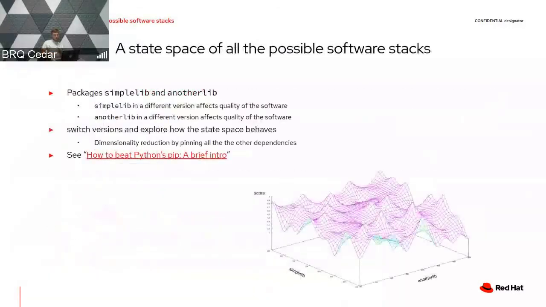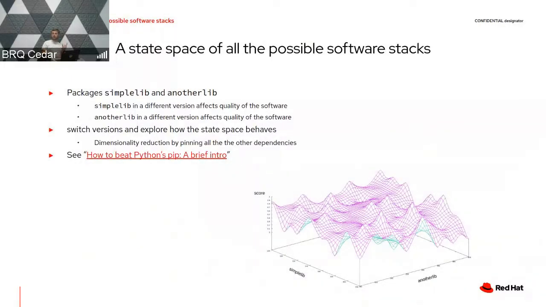If we go more into the theoretical direction, let's say that we have an application that depends on two packages. One is called simplelib and the other one is anotherlib. We consider these dependencies as direct dependencies of our application, and also these dependencies do not have any transitive dependencies that would be introduced into the software stack. Then we can explore the state space that is created out of these two libraries.